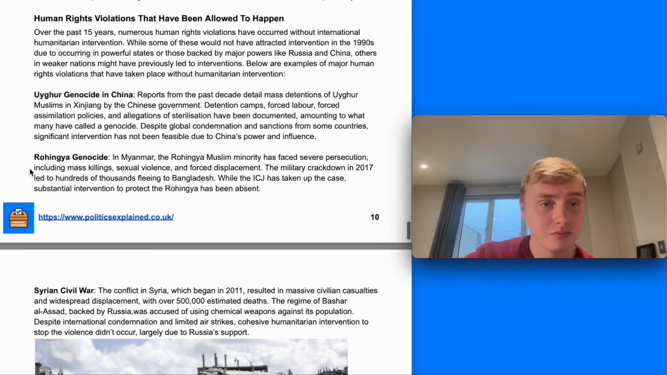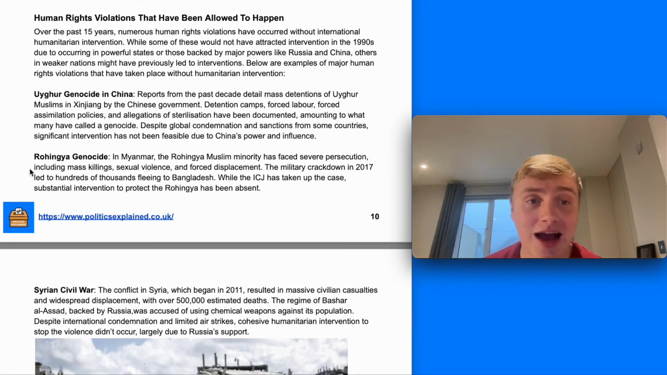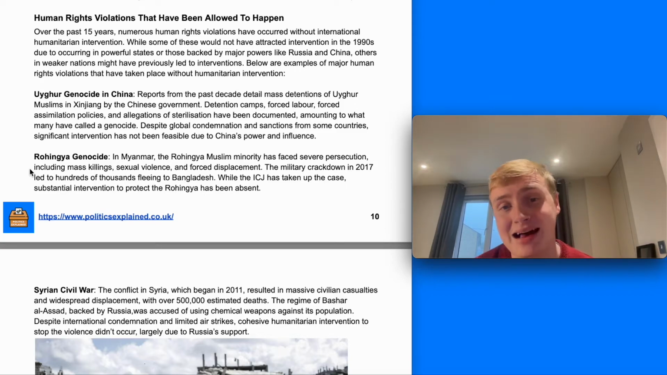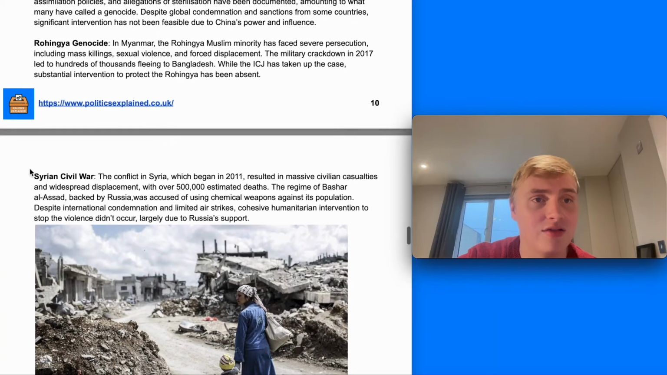15 years. First is that there's been a Uyghur genocide in China and Xinjiang in particular, where you've seen mass detentions of Uyghur Muslims with detention camps, forced labour, forced assimilation policies, and allegations of sterilisation. And despite global condemnation and sanctions, significant intervention has not been feasible due to China's apparent influence and the retraction from human rights humanitarian interventions.